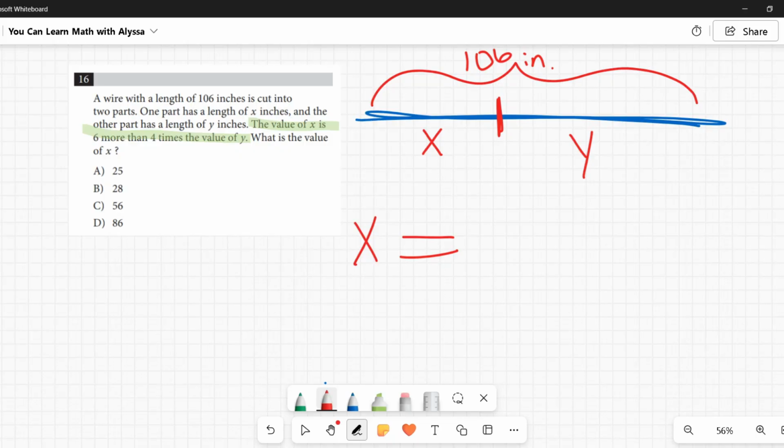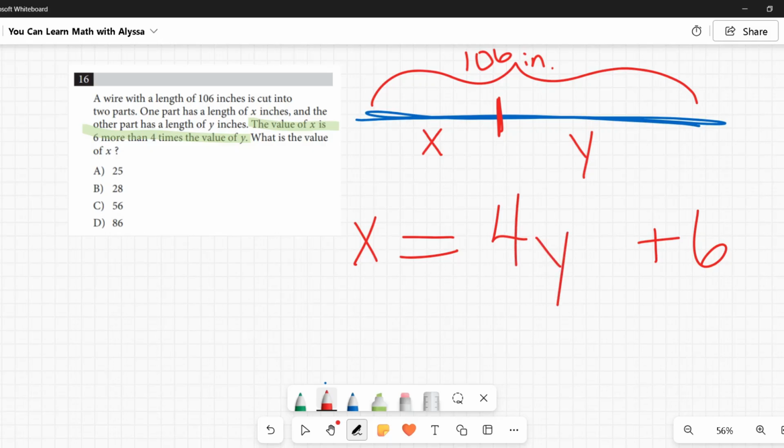11 is 6 more than 5. Or 6 plus 5, or 5 plus 6, depending on how you choose to look at that. You look at it either way. All right, so it's 6 more than something, so it's going to be adding 6. What is it 6 more than? It's 6 more than 4 times the value of Y.